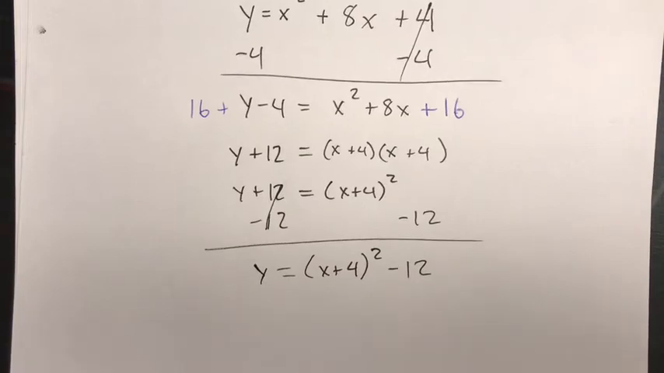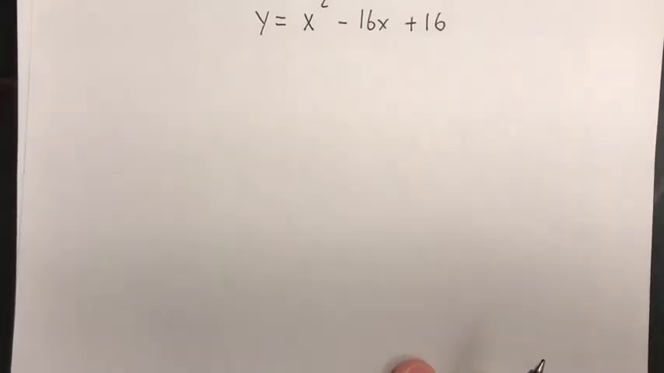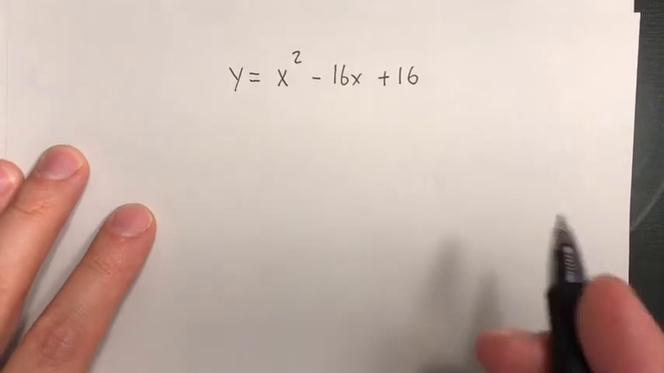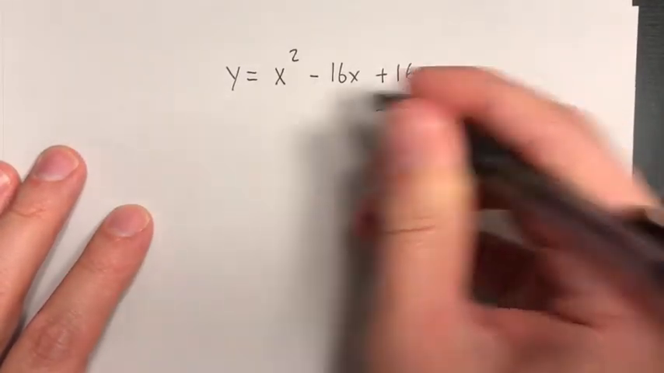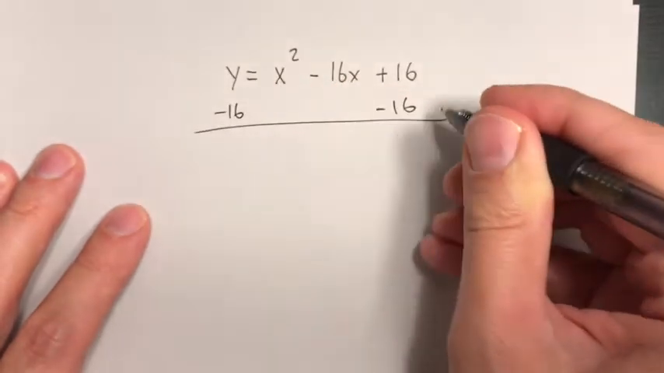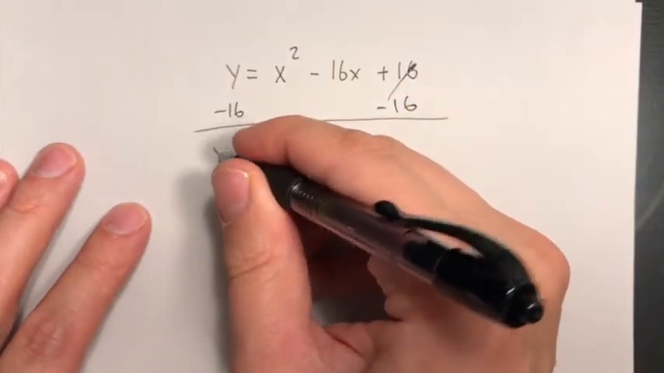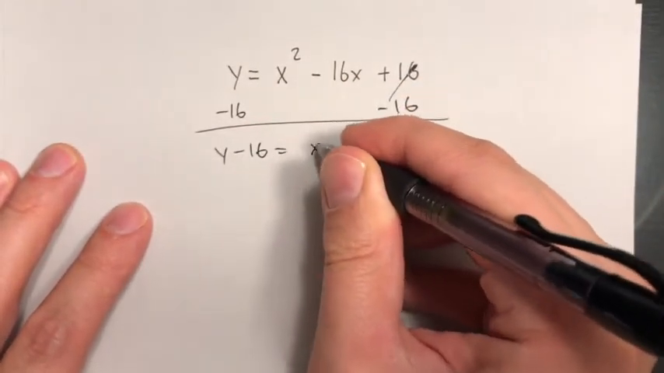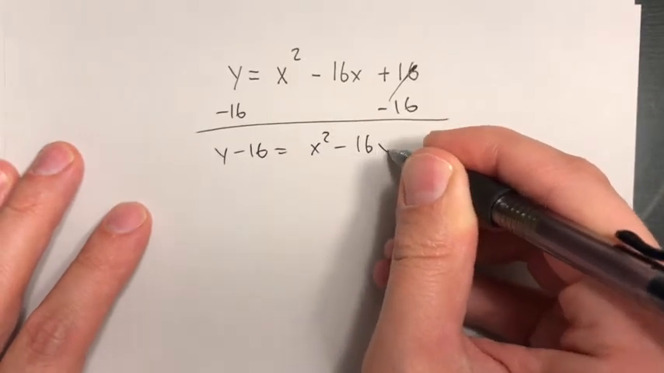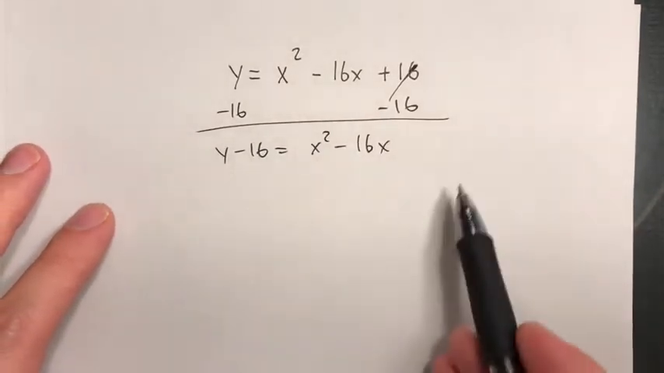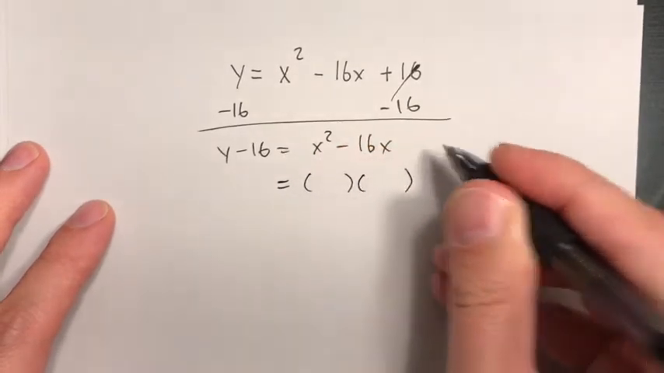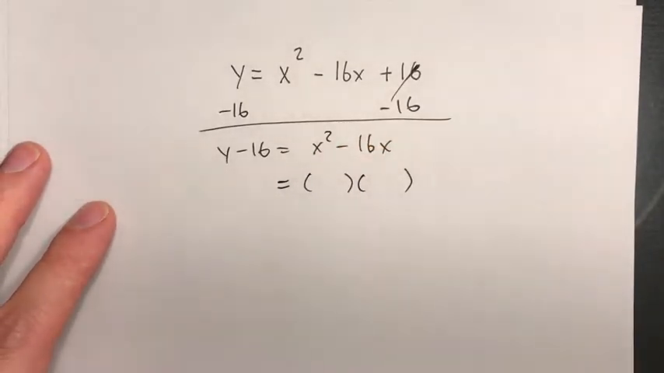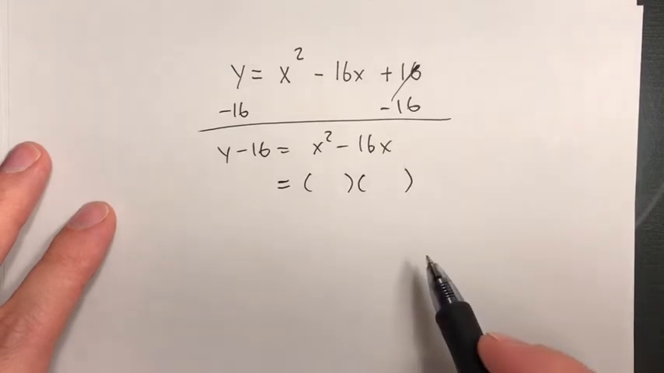Let's try to do this next one, okay? So same idea. We take this 16, move it to the other side. So subtract 16, subtract 16. We get y minus 16 equals x squared minus 16x. And I am trying to figure out, again, what is going to make this a perfect square, right? I'm looking for what that number would have to be.